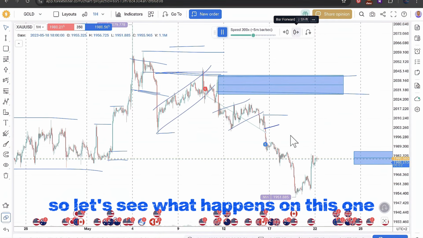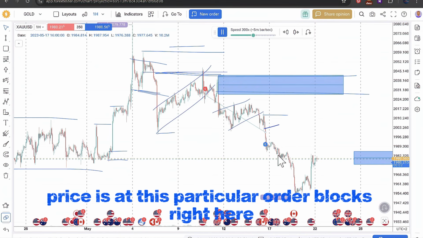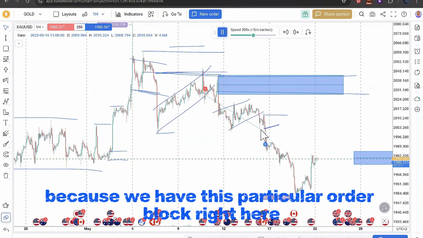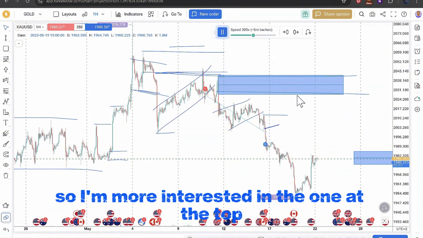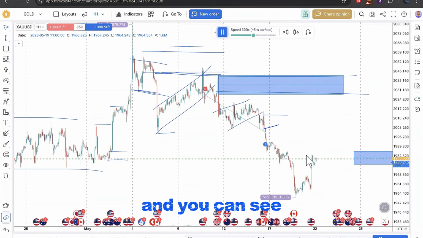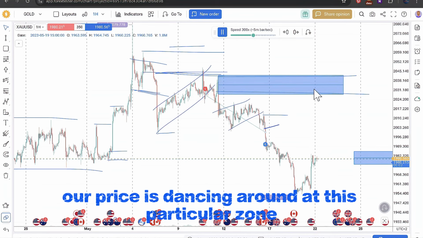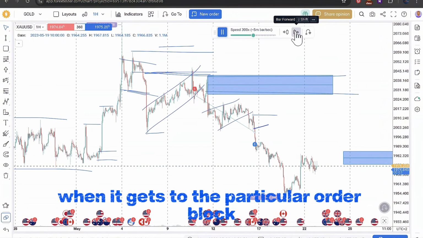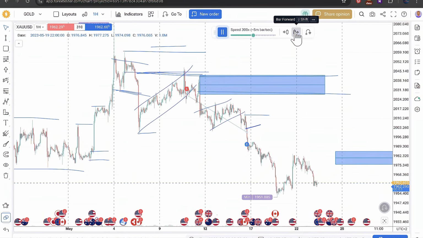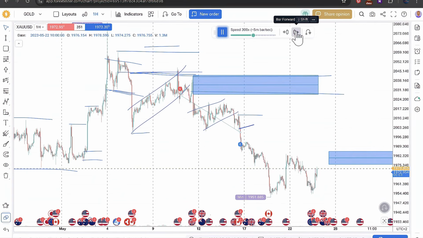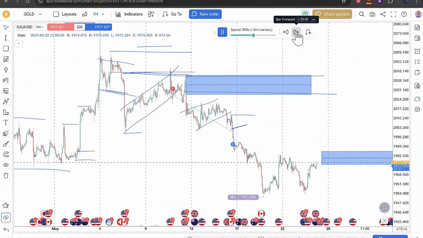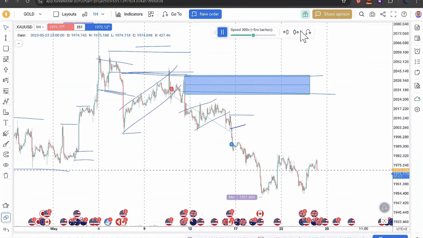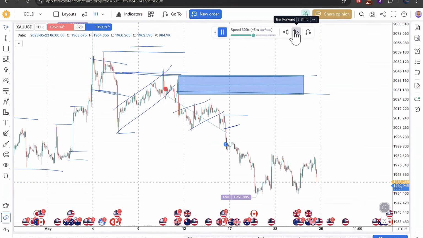So let's see what happens on this one. You see price is at this particular order block right here. The reason why I did not mark this is because we have this particular order block right here and this one. So I'm more interested in the one at the top, and you can see how price is dancing around at this particular zone. So let's see what it does when it gets to the particular order block that we are looking for, and we are going to be very patient here and see how price is going to reward us in this particular zone.